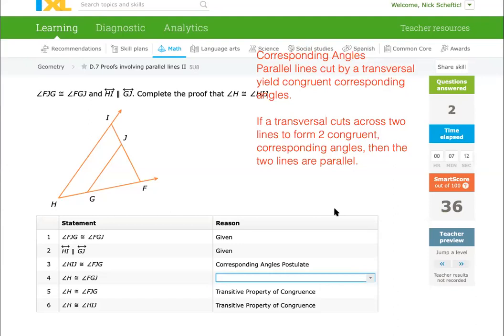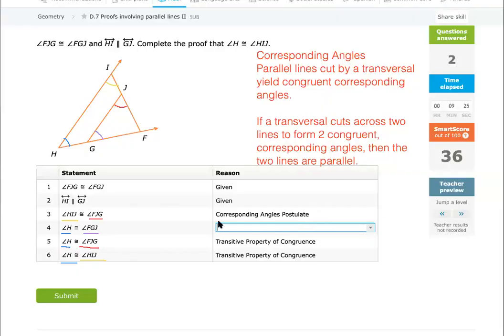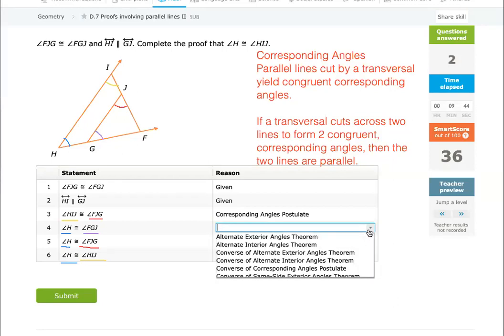All right, this side, so I'm working with some triangles here. Let me pause this and start to highlight. All right, so I color coordinated these for you. So HIJ is congruent to FJG. Okay, so that was our corresponding angles postulate. Next one, H is going to be congruent with the purple right here, FGJ. So that's actually going to be the same thing. Corresponding angles postulate.